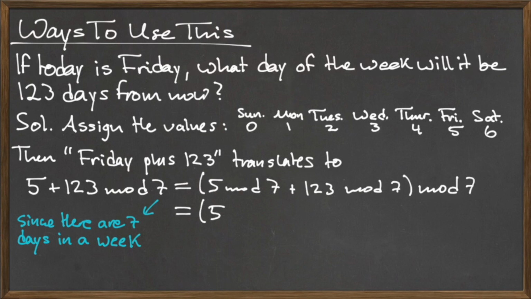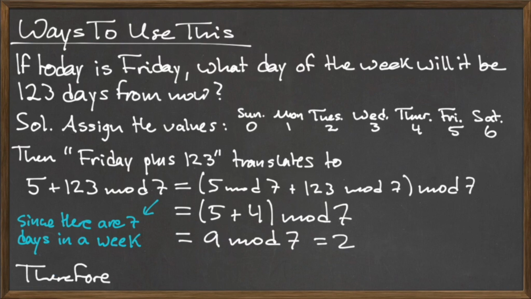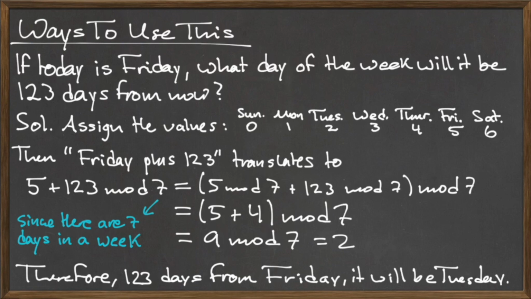Using the properties of the mod, we can rewrite this expression as the quantity (5 mod 7 + 123 mod 7), all mod 7. 5 mod 7 is 5, and using any of the methods we have at our disposal, we can find that 123 mod 7 is 4. So the expression above can be rewritten as (5 + 4) mod 7, which is 9 mod 7, which is 2. The day of the week that is labeled with a 2 is Tuesday. So if the current day is Friday, 123 days later, it will be a Tuesday.